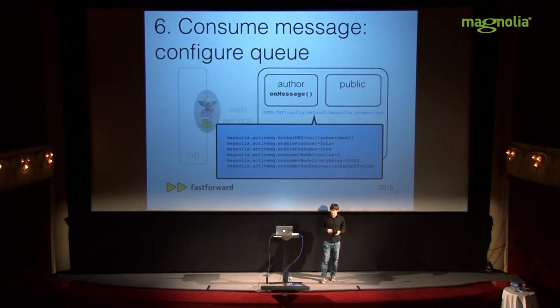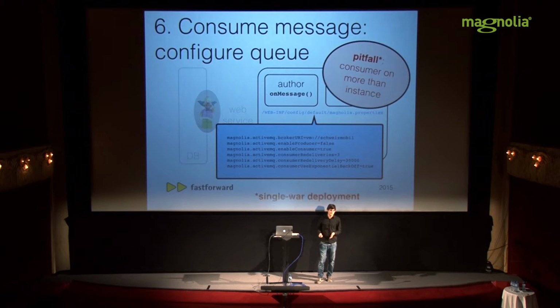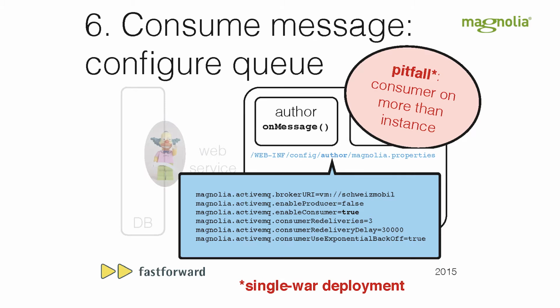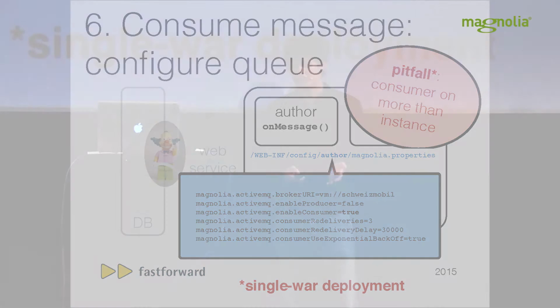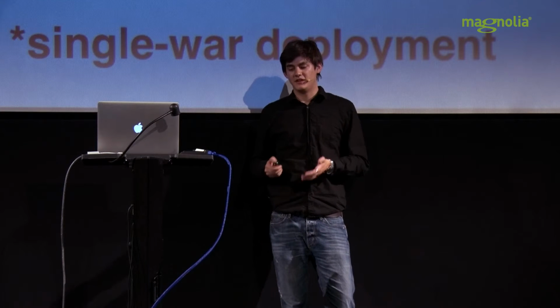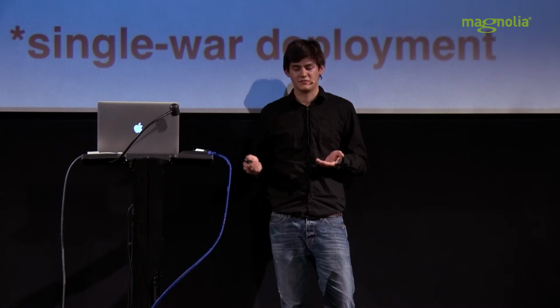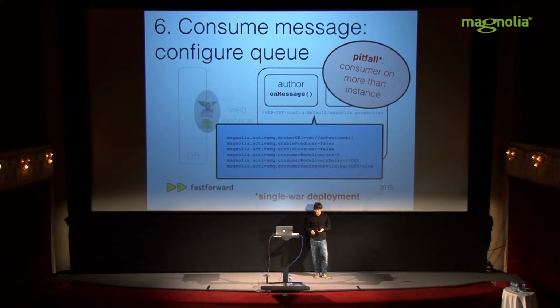Now let's look at the author instance. We run our consumers only on the author instances, and we configure them using a properties file. Now there's another pitfall. If you use single war deployment, you will end up with having the same configuration in all instances of Magnolia. So we always have to actively make sure we disable them on any public instance. Right now it's just one. And of course enable it in other instances.